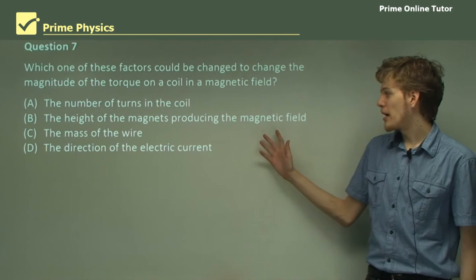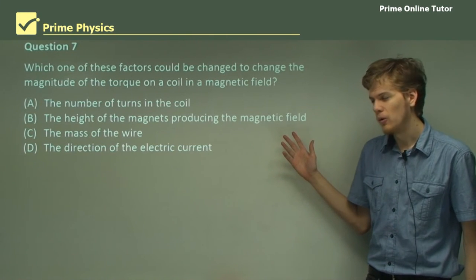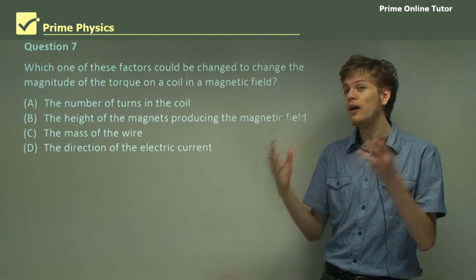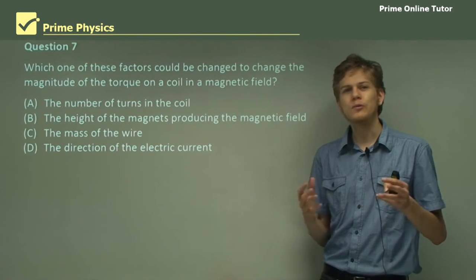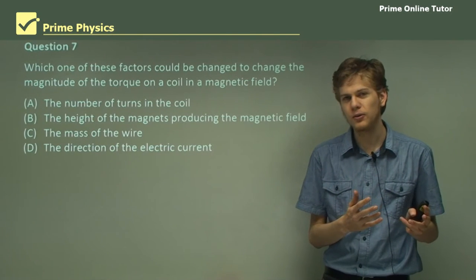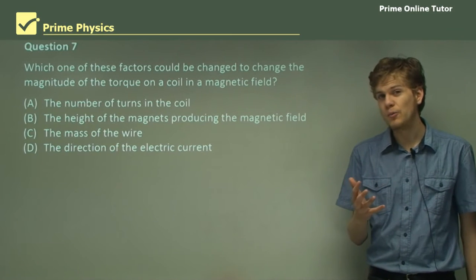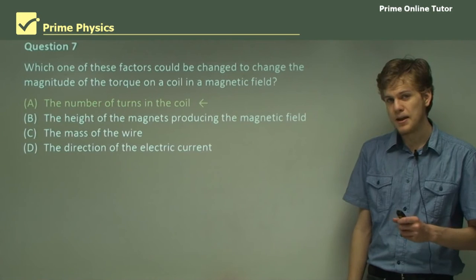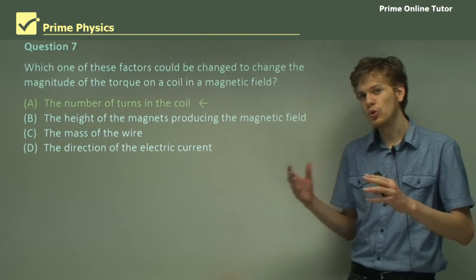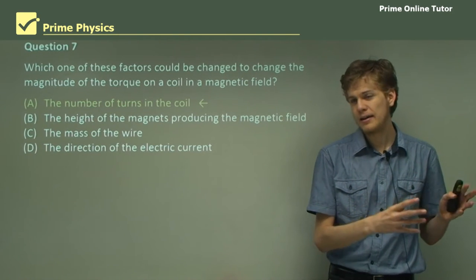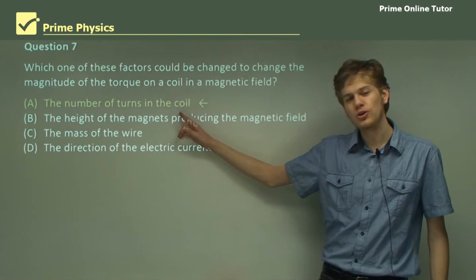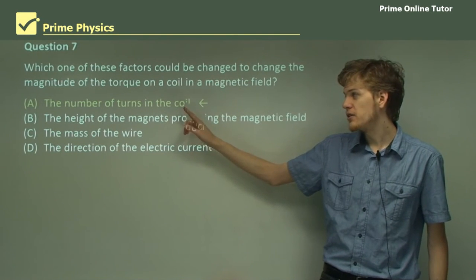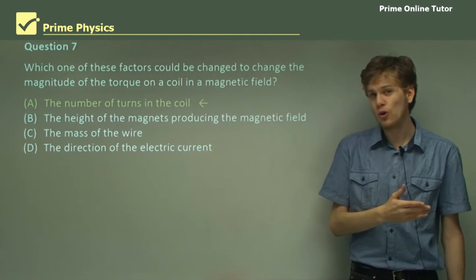Could it be the height of the magnets producing the magnetic field? Well, that'll make more magnetic field lines, but it probably won't increase the strength of the magnetic field. And that's the B that we need to change the torque. So our answer then is A. From our formula, torque equals NBIA, and N is the number of turns in the coil. So changing this will change the magnitude of the torque.